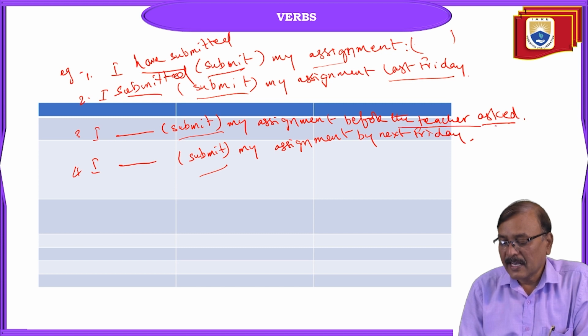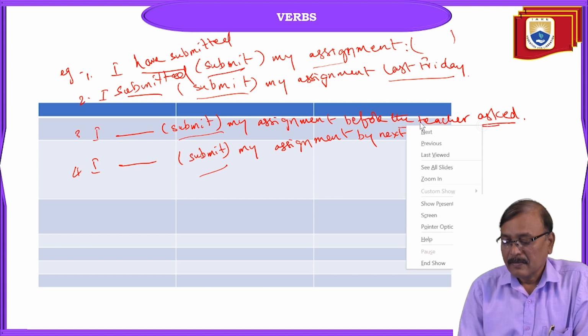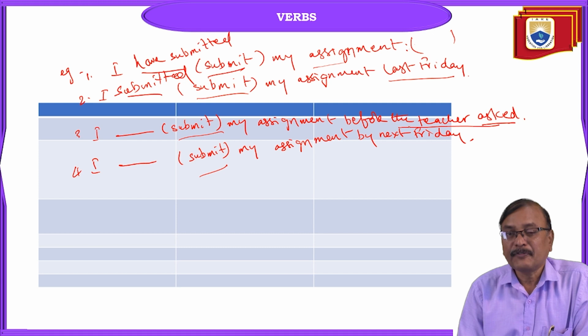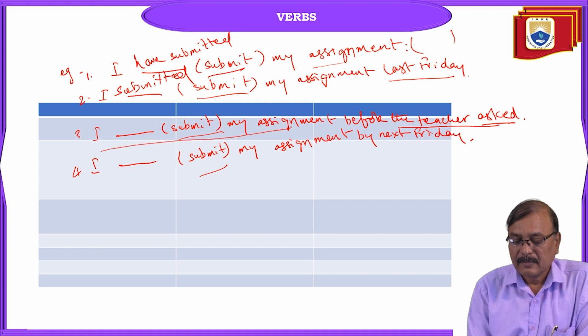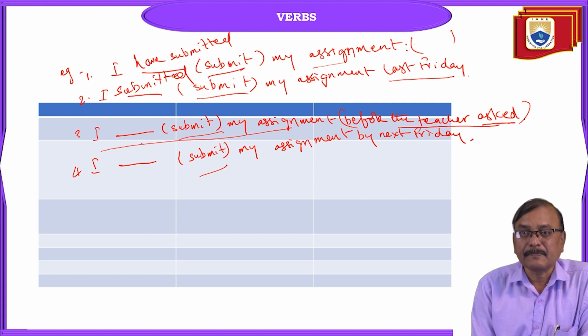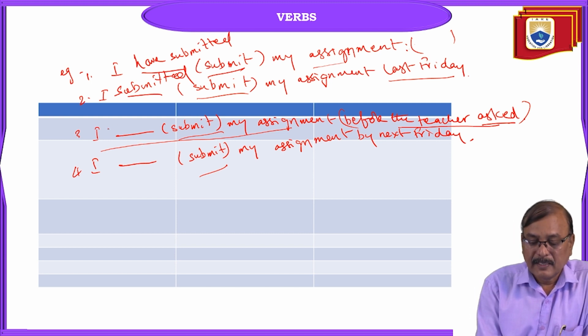Next, I dash submit my assignment before the teacher asked. Okay, the teacher asked, this is the past action. Before this past, before past, this one is done. Before the teacher asked, this is past action. Before past, this one is past in past. So, here it should be past perfect. Had plus V3 form. V3 form, what is that? Submitted.